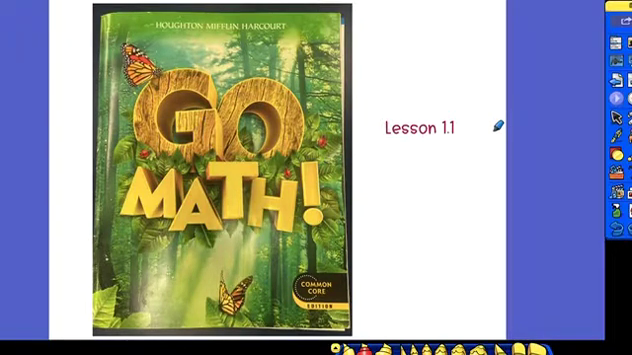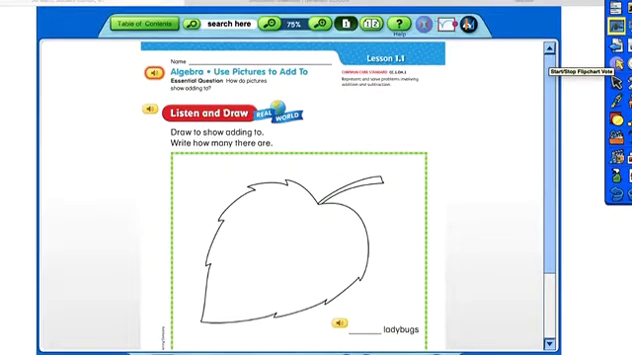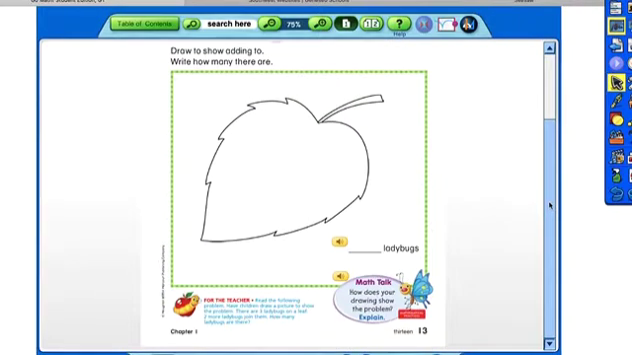Okay, I'd like you to pause the video and go grab this big book that was sent home. Lesson 1.1 is the very first lesson, and it is already stapled for you. Grab that lesson and come on back. Okay, the first page of that lesson looks like this. And it says, how do pictures show adding? And we've already been practicing this in first grade.